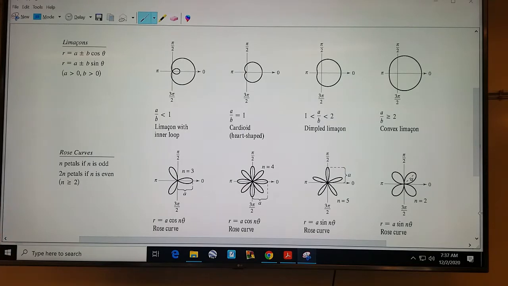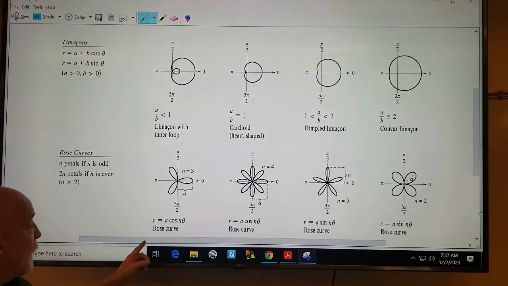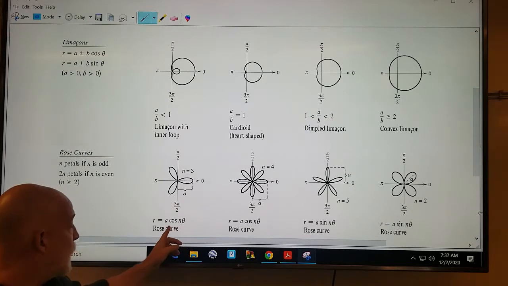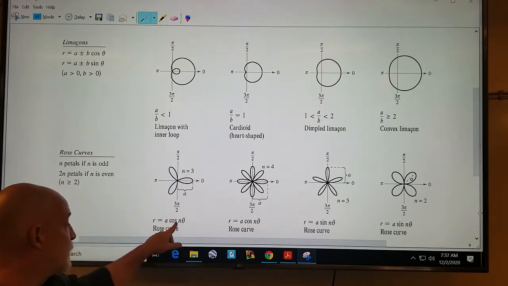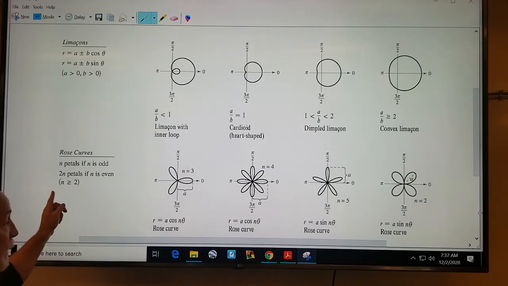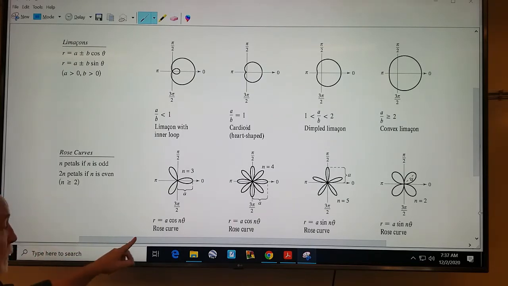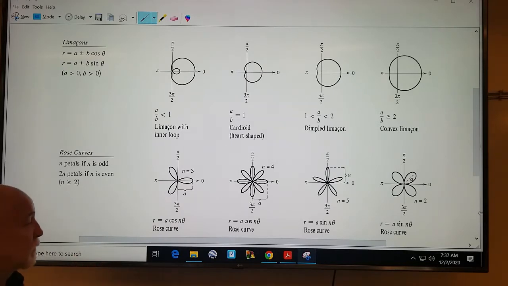Now, our next type of curve are called rose curves. I'm not sure why they're called rose curves. They look a little more like clovers to me. But they're all going to have the form of either a constant times sine or cosine, and then a multiple of an angle, like cosine 4 theta or sine 3 theta. Now these curves are only if n is bigger than or equal to 2. If n is 1 here, you actually get a circle, an off-centered circle.